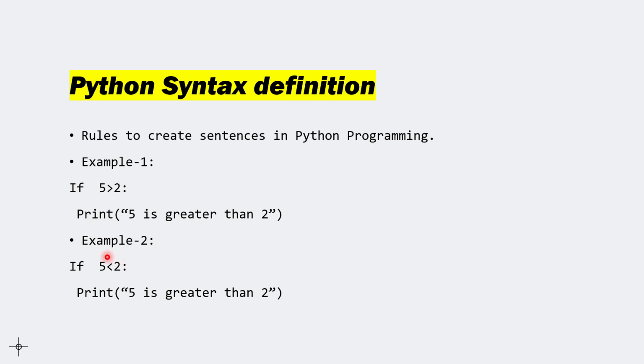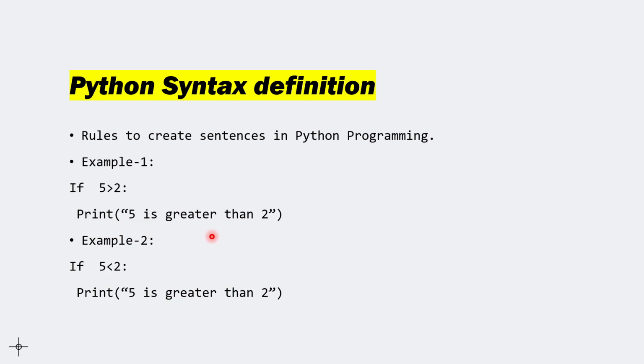However, as per example 2, if this expression is not true, so 5 is actually not less than 2, so it's a false statement, so it's not going to enter into this statement and activate the print function. So the string 5 is greater than 2 is not going to be printed. So printing this particular expression through a logical statement has a certain grammar or syntax that we'll have to follow. Otherwise, we cannot print this.